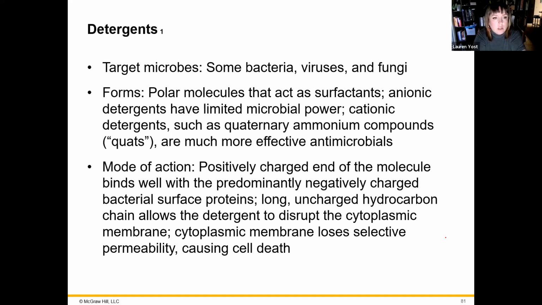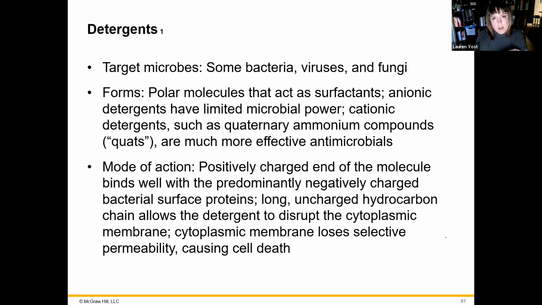Right, detergents, it's going to target the bacteria, viruses, and fungi, but not completely, right? So we can't use these to sterilize. These are going to be our polar molecules that act as surfactants. Anionic detergents will have limited microbial power, while cationic detergents such as quaternary ammoniums or quats are going to be more effective as antimicrobials as far as how they're going to interact with the cell membranes and things like that to disrupt all of that.